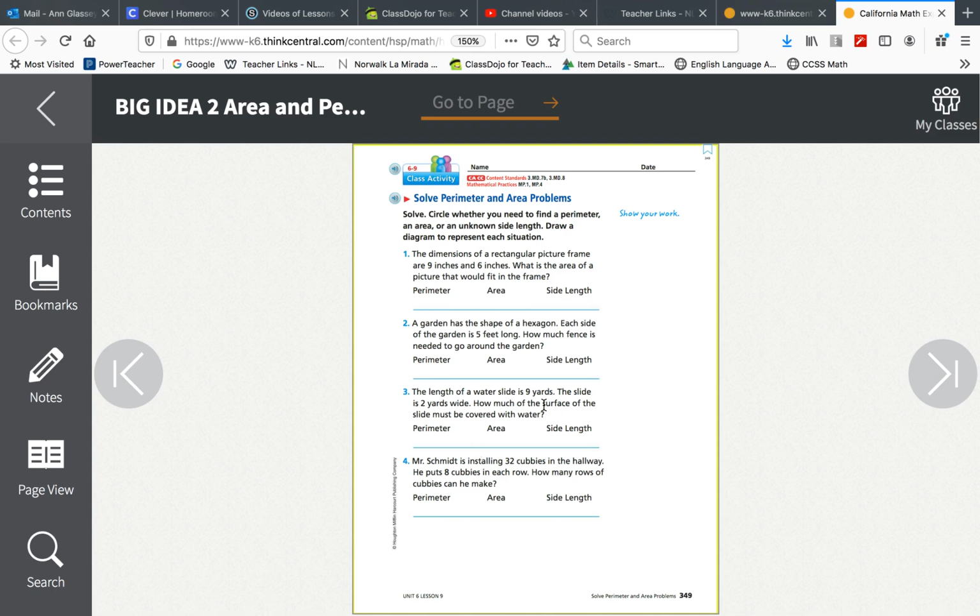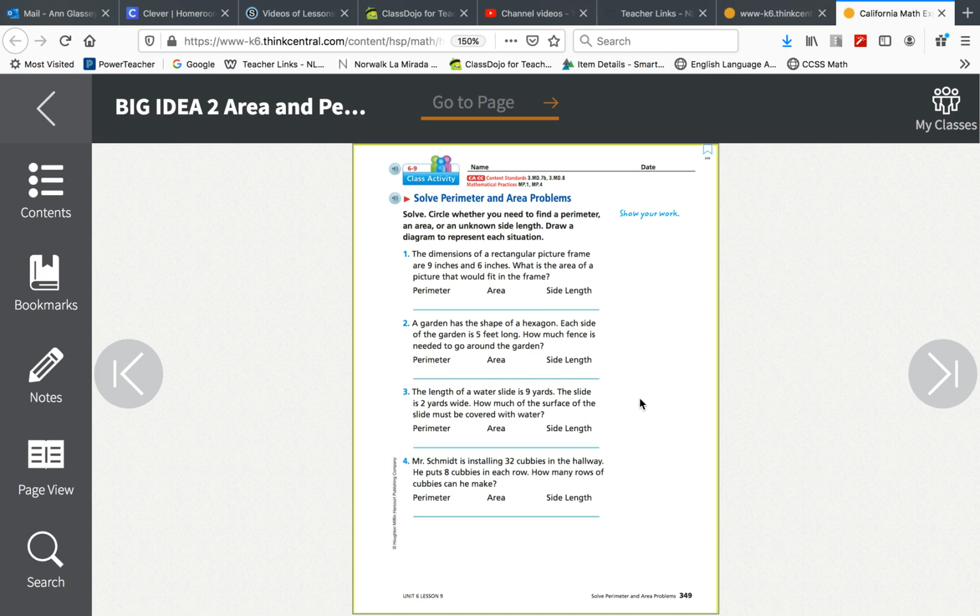The length of a water slide is 9 yards. The slide is 2 yards wide. So you'll draw a rectangle. 2 on this side, 9 on this side. How much of the surface of the slide must be covered with water?